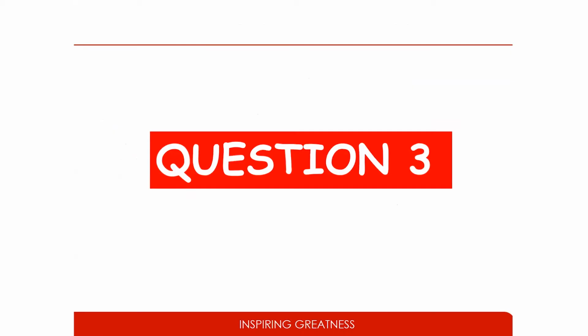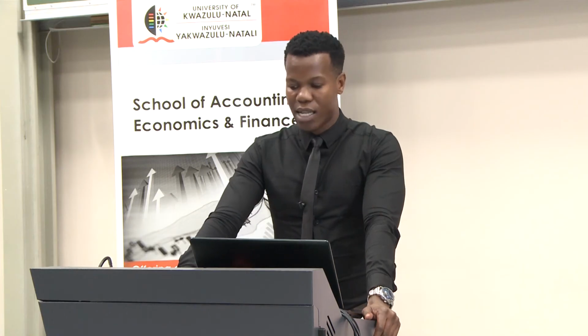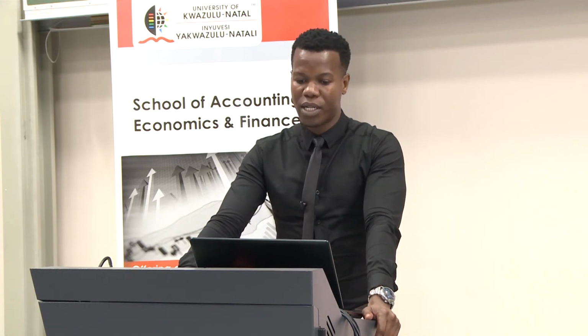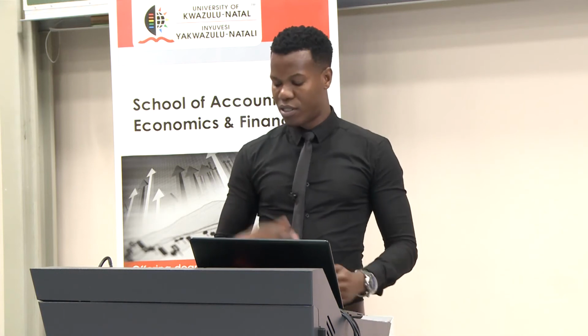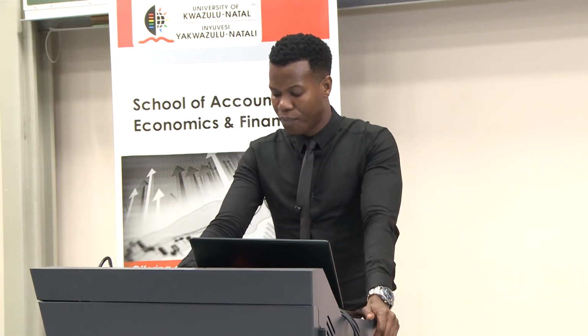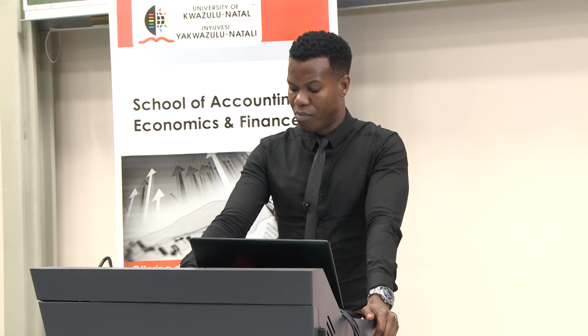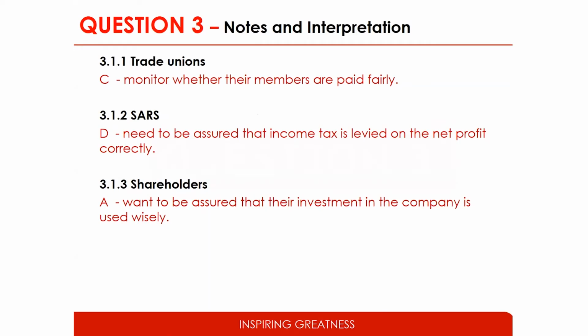The next question that we're dealing with now is question 3, and that's the last question in this question paper. Again, it starts off by giving you 2 columns, matching of column A with column B. You are given various options on there. First, what they give you is trade unions. Now, it just boils down to your understanding of what is trade unions.